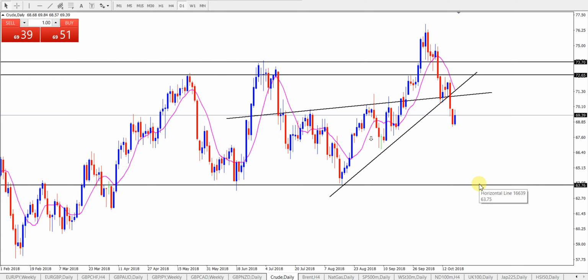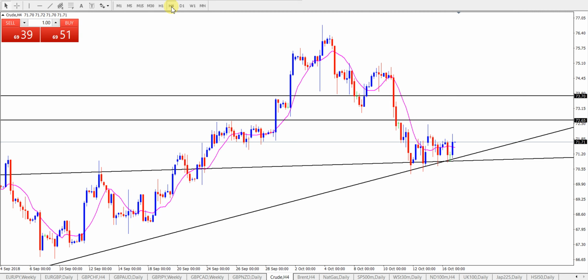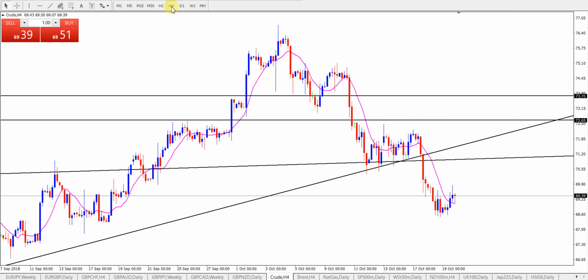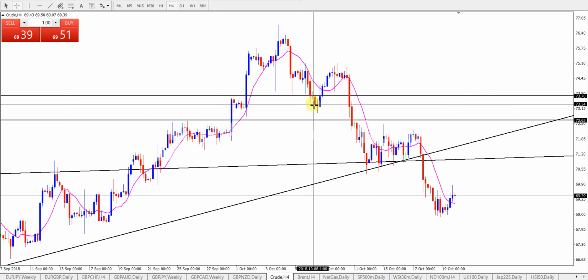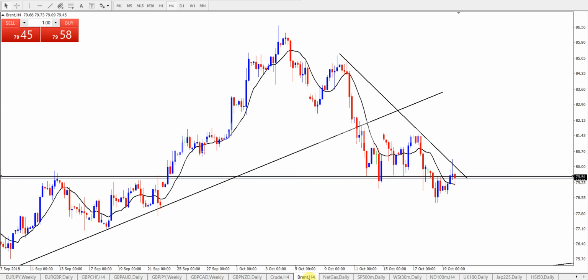We can go to 4 hours. We can see that although Friday finished a little bit bullish, like I said, I don't expect the bullish move to go beyond this zone before falling finally. So what other pairs do we have out there? We also have Brent oil. Same story, Brent oil and crude oil. We're looking at shorting opportunities on this.